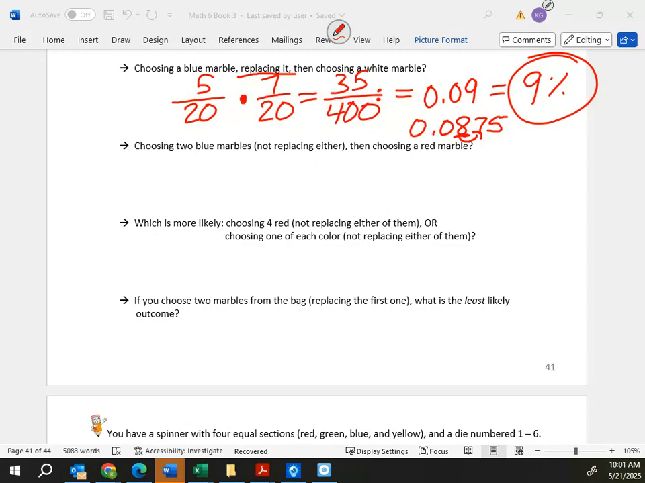All right, work on the next one. Choosing 2 blue marbles, not replacing either, then choosing a red marble. How many events is that? How many events are we doing, Lila? 3 events, because it's the first blue marble 1, blue marble 2, then the red marble. So we have 3 events we're doing.